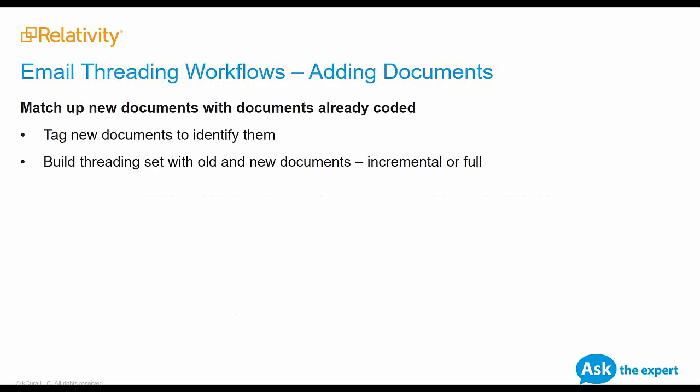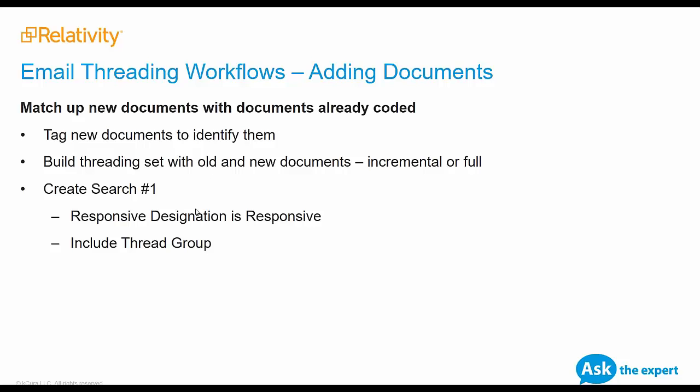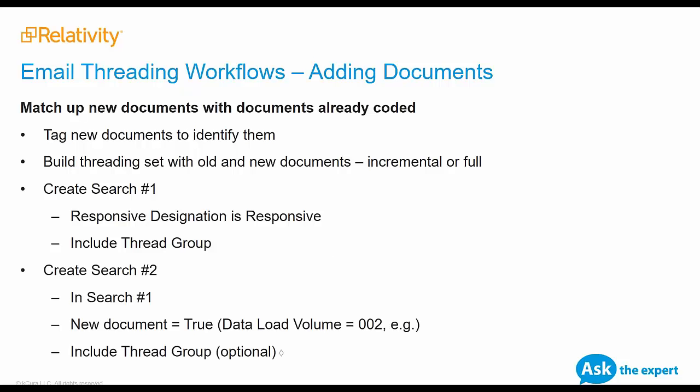So just a basic process: tag each load so you know which document is in which load. You run your email threading on both. You would create a search where your responsive designation is set to responsive, and then include the thread group. Now you're looking at your entire load to date, and then you're going to do another search where you want to focus in on those documents that are in your new load, say in load 2, that are in those thread groups.